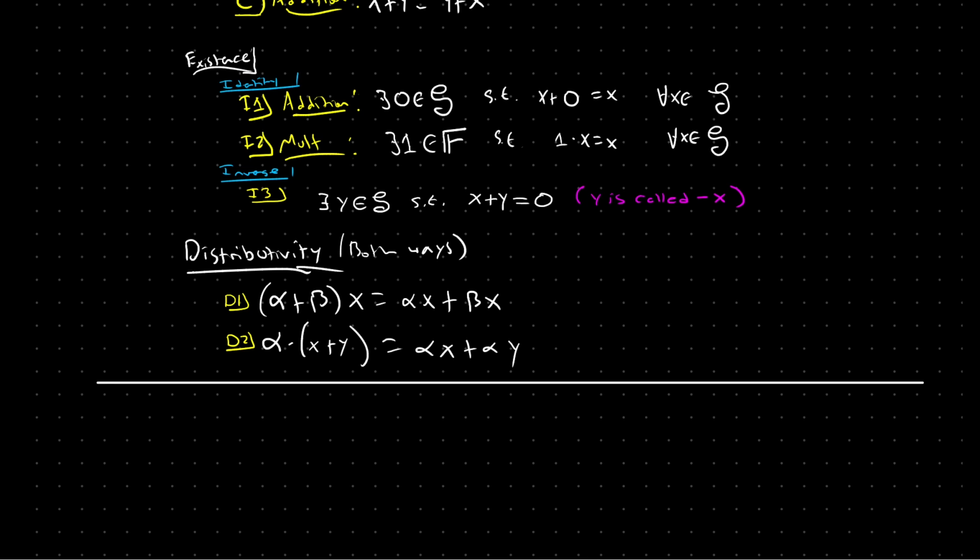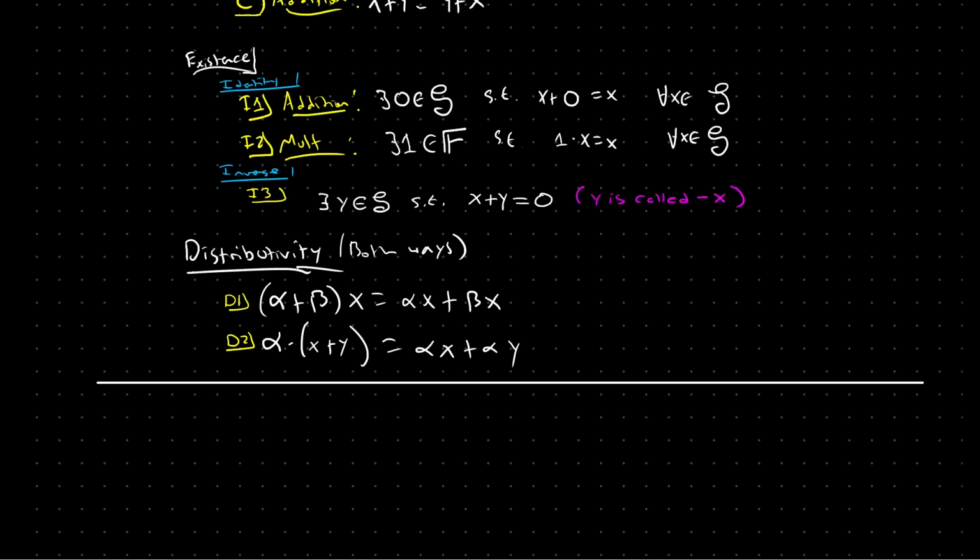And finally, any vector space needs to satisfy distributivity, both with respect to the scalar multiplication and with respect to the vector addition. What I mean by this is that if you scale a vector x by the sum of two separate scalars, alpha plus beta times x, this needs to be the same thing as alpha times x plus beta times x. And likewise, if you scale the vector x plus y by alpha, this needs to be the same thing as alpha times x plus alpha times y.